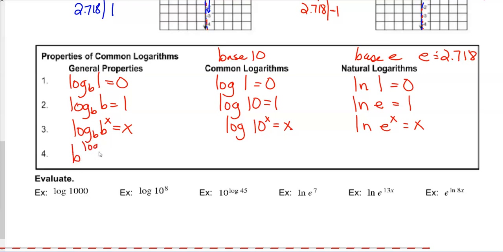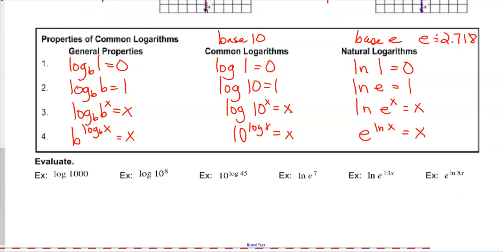The last property, I have b to this power: b to the log base b of x. Remember, they are inverses of each other, so in a sense they cancel themselves out. So I would just be left with x. What does that look like in base 10? Well, that means I have 10 to the log of x has to equal x, because you don't write the base 10. And it would look like this, where I have e to the natural log of x has to equal x as well. So these last two are ones that we will use quite frequently whenever we solve exponential equations and logarithmic equations. But for now, I'm just putting those there for you.